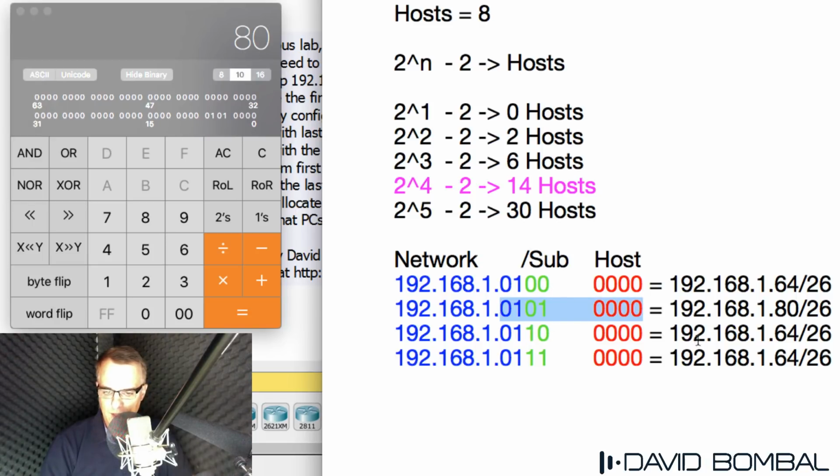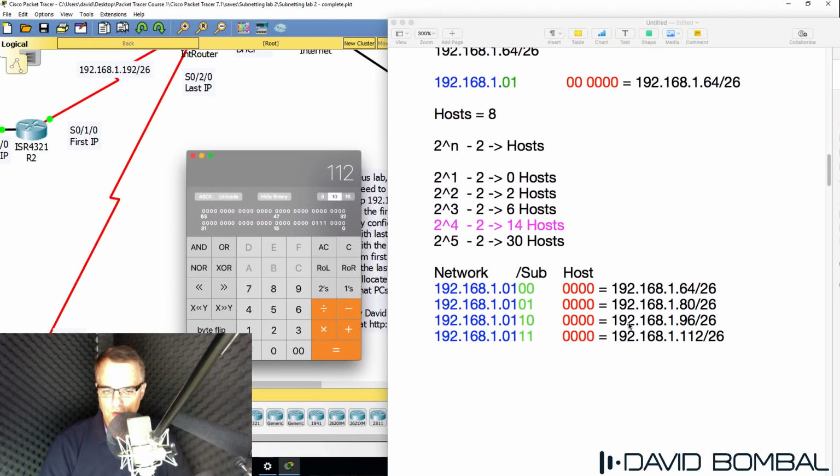And then you can simply add 16 to that, and that would be 96. 96 looks like this in binary, which is the same as what I've got here, 0110 followed by four zeros. And then you can simply add 16 to that again, which should give us 112 if my math is right. 112 looks like that. So 0111, followed by 4 zeros. So those are our new subnets.